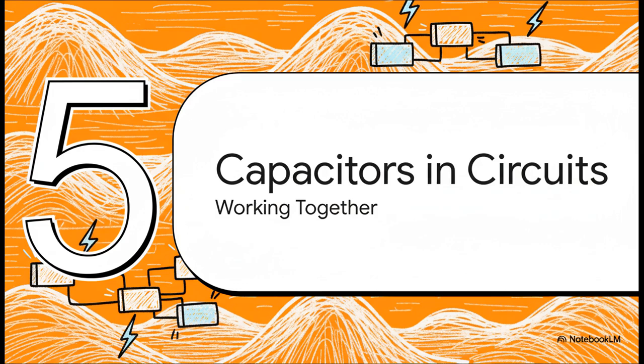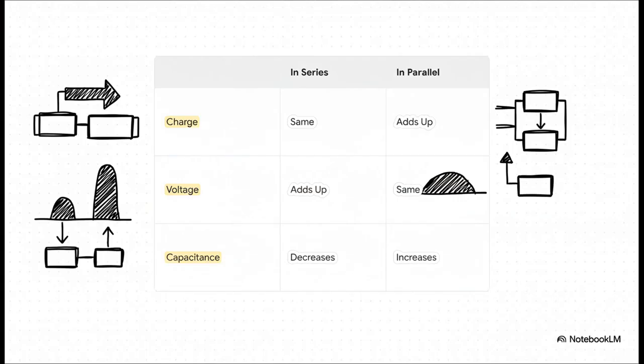Now, in the world of electronics, you almost never find a capacitor working all by itself. They're team players. So what happens when we start hooking them up together in circuits? There are really two basic ways you can connect them. In series, which is one after the other like a train, or in parallel, side by side. And believe me, the results are completely different.